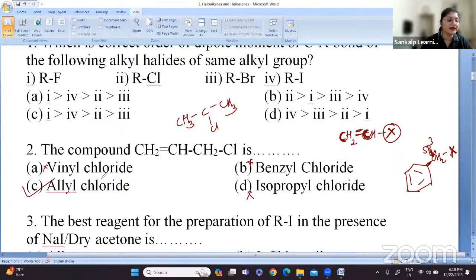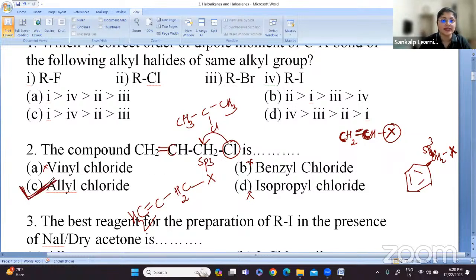Now, what is allyl halide, students? What do you mean by allylic halide? In allylic halides, the halogen atom is attached to a sp3 hybridized carbon, which is next to a carbon-carbon double bond. See, your halogen atom is attached to a sp3 hybridized carbon, which is next to a carbon-carbon double bond. Yes, right. So our answer is allylic halides.